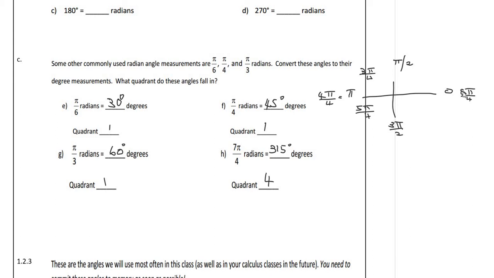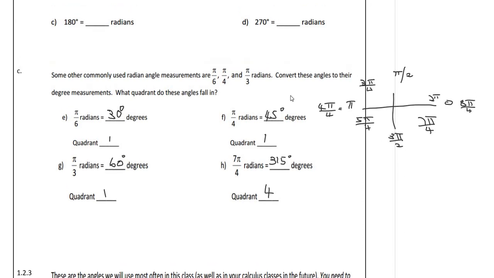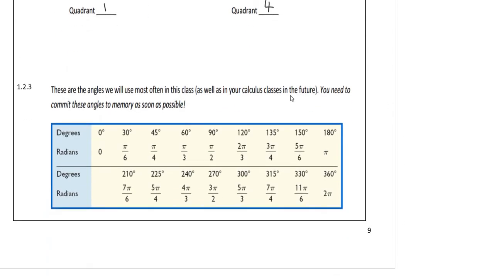That gets us back to 2 pi, because remember 360 degrees is 2 pi. So 8 pi over 4 will give me 2 pi. So when they give me 7 pi over 4, then I know I'm in the fourth quadrant, because it's just before 8 pi over 4. This is just a skill that we must get used to, to get quickly to the correct quadrants.